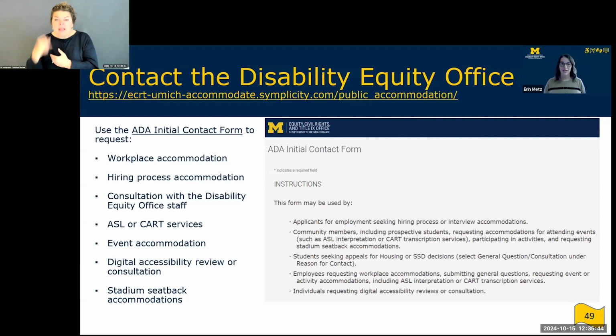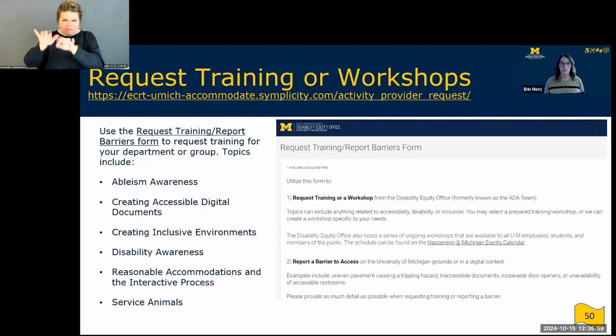If you are hosting an event or a meeting and you need ASL or CART services, you can also request those through our website. Also, for digital accessibility reviews, you can do all of that through this online form. You can also request specific training or report barriers to access via our online form. When it comes to these workshops, we can provide them for your small group or for your unit. Some things about ableism awareness, how to help create some of those digital documents in an accessible way, creating inclusive environments, just to name a few.